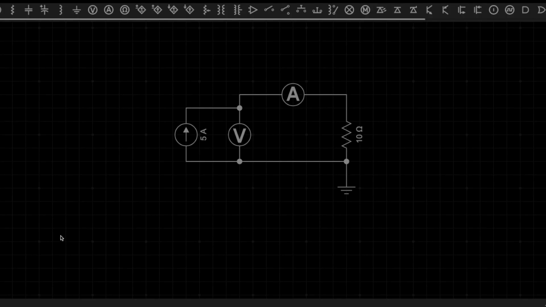So here is the simple circuit that we have. We have taken a current source of 5 ampere. We have connected a voltmeter to measure the voltage across this current source, an ammeter to measure the current flowing in the circuit, and we have a load of a 10 ohm resistor. Let's start the simulation now. Now you can see we have started the simulation. Current flowing through the circuit is 5 ampere and the current source is also rated for 5 ampere. Currently the voltage across this current source is 50 volts.